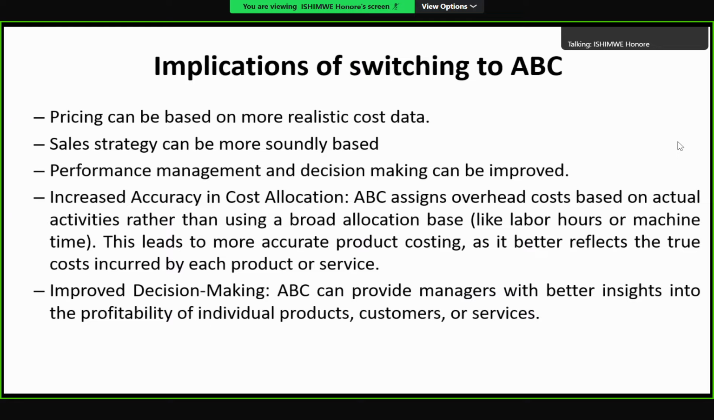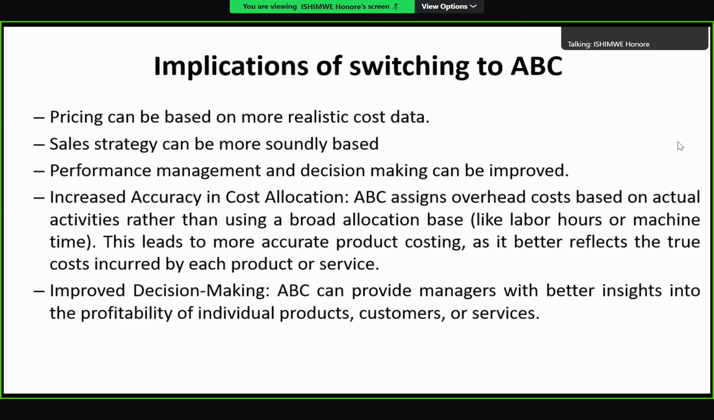the price you are willing to sell the product or the service at. Now, if you base it on activity-based costing, because we have seen that it produces real, realistic cost data, depending on what causes the cost, whatever has more activities also consumes more cost, so our pricing will be based on more realistic cost data. That is the first implication, the first benefit you'll be getting if we switch to ABC.